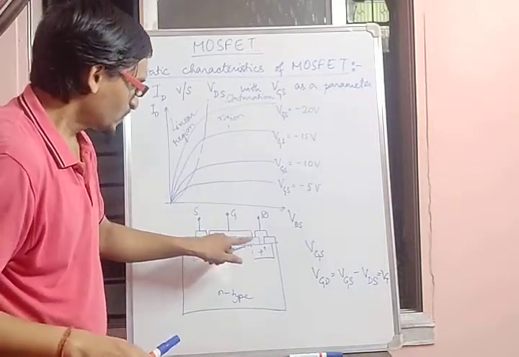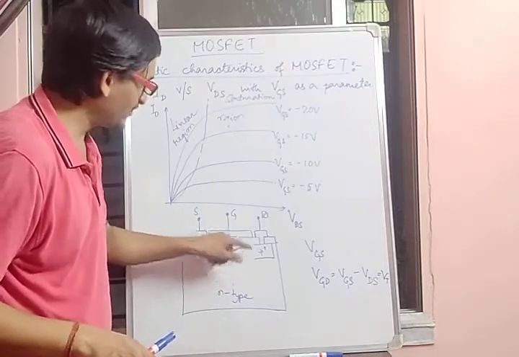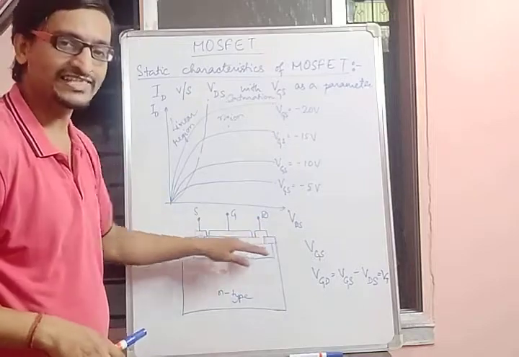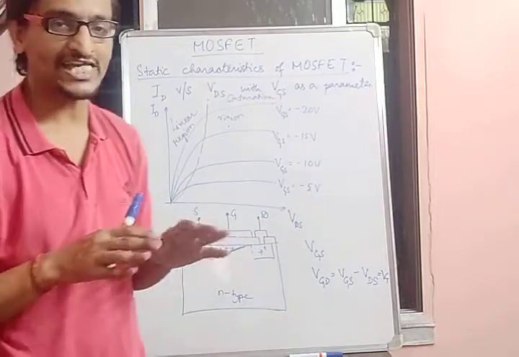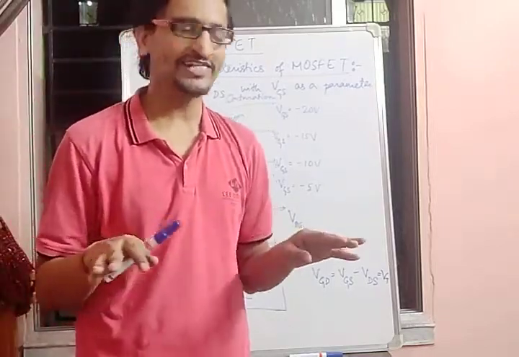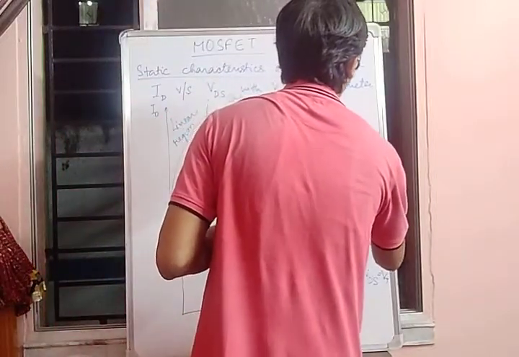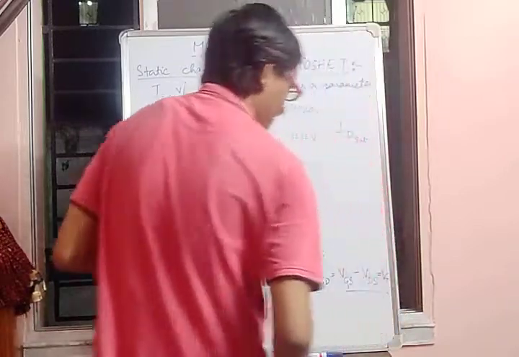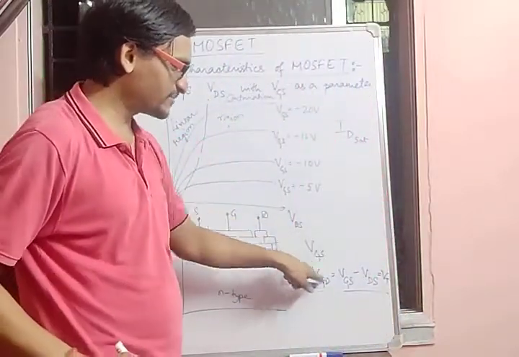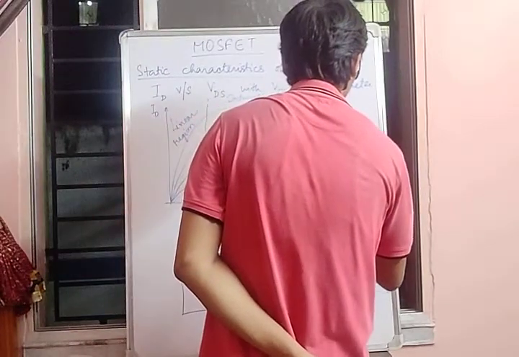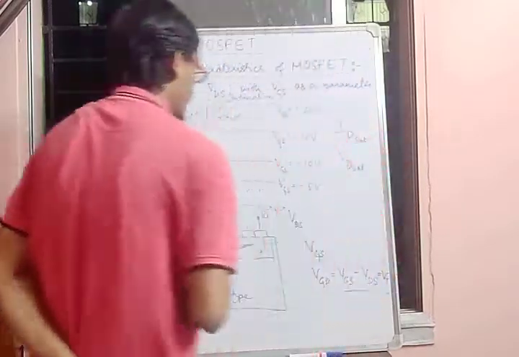After this point, even if we increase the value of VDS, your current remains the same. That means we say that the current has saturated. This value of current is represented by ID SAT, and the corresponding value of drain to source voltage at which this becomes equal to VT is called VD SAT, the saturation voltage.